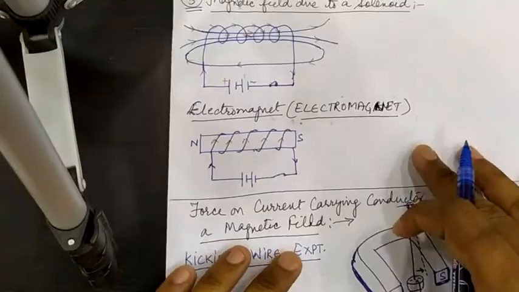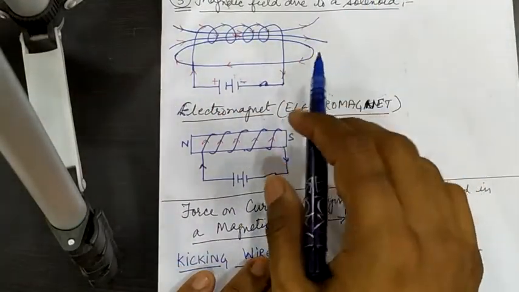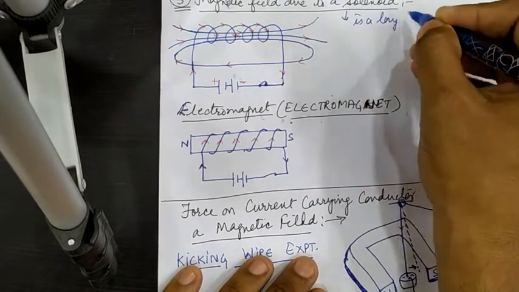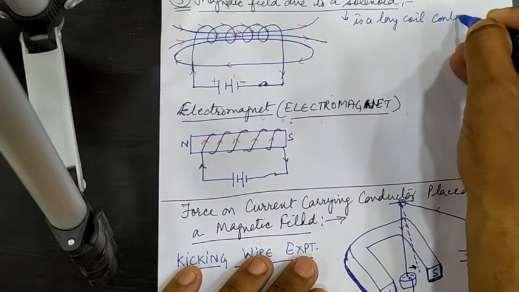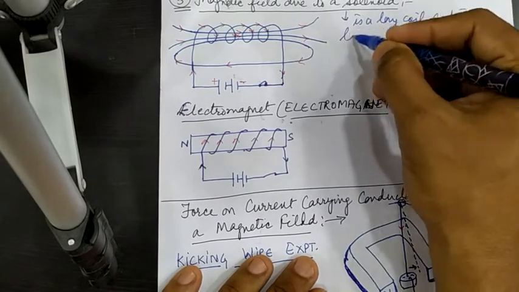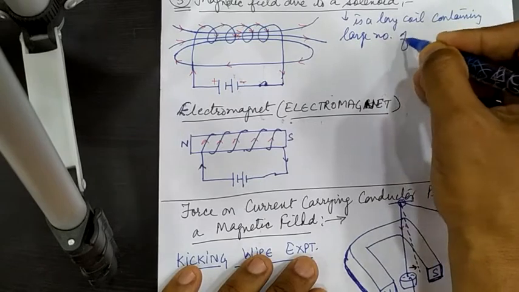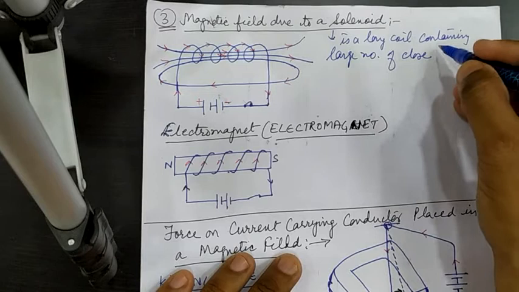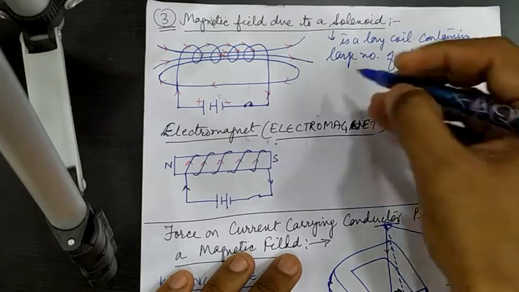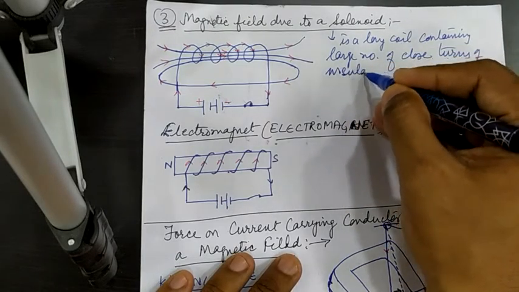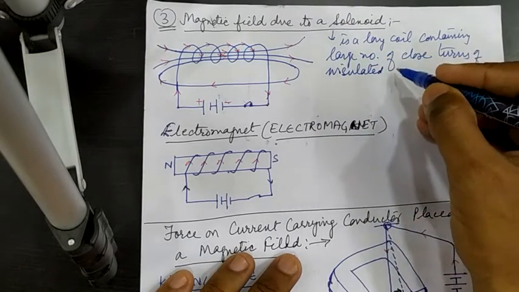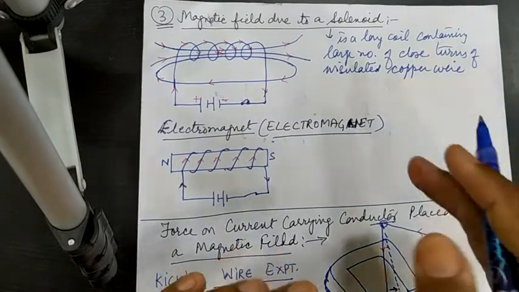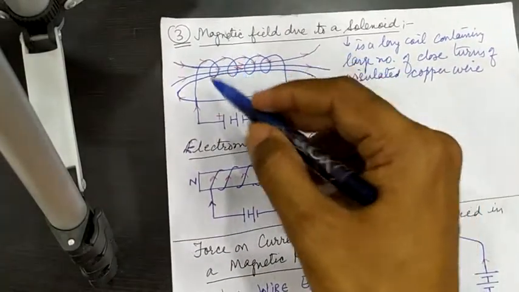the third one is the magnetic field due to a solenoid. What is a solenoid? A solenoid is a long coil containing a large number of close turns of insulated copper wire. Got it? So this is a solenoid, as you can see here.